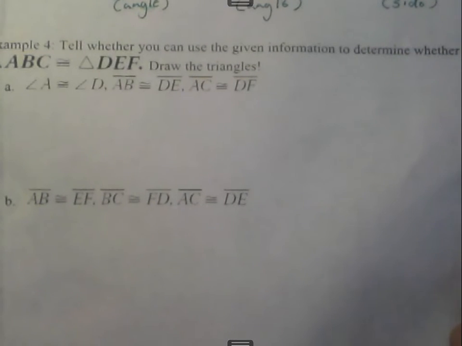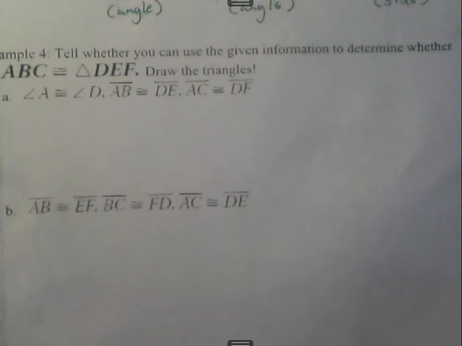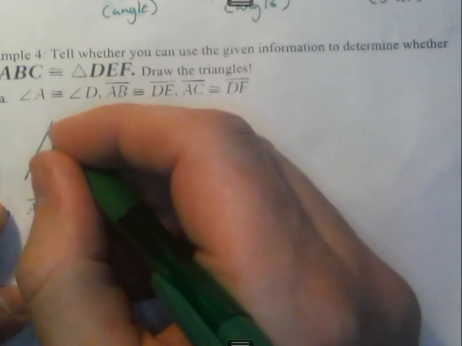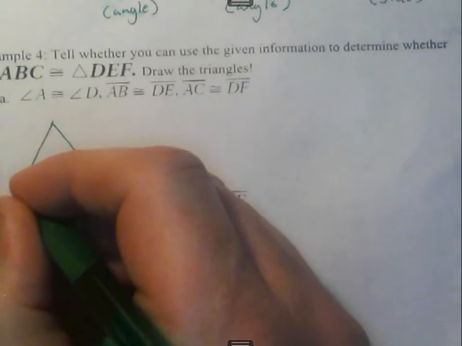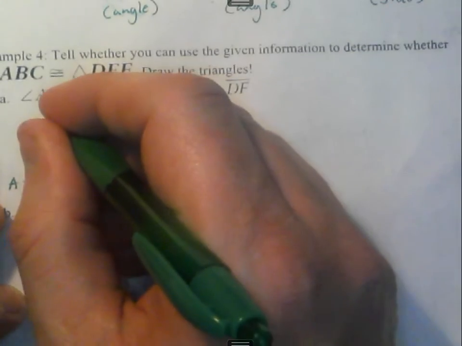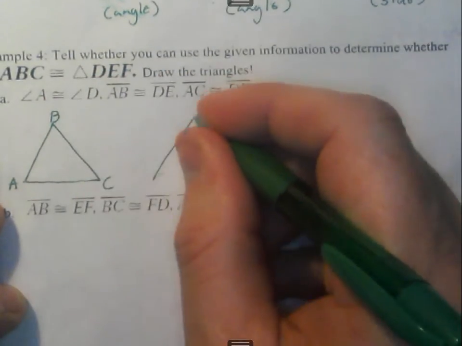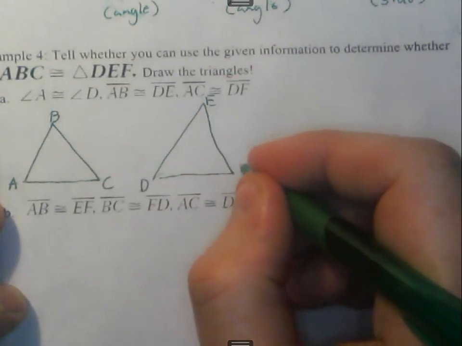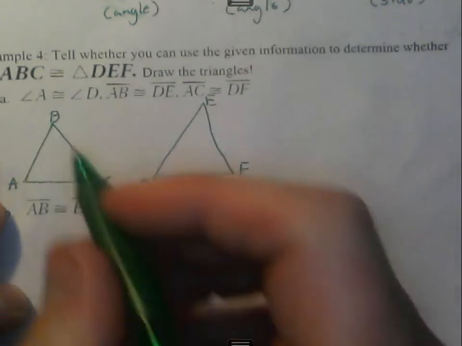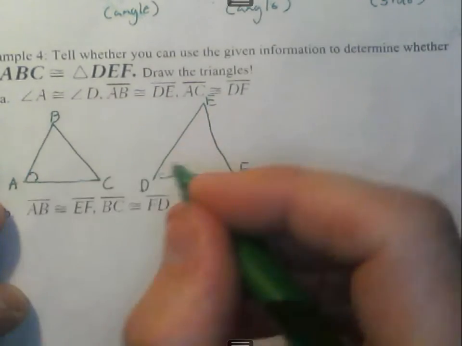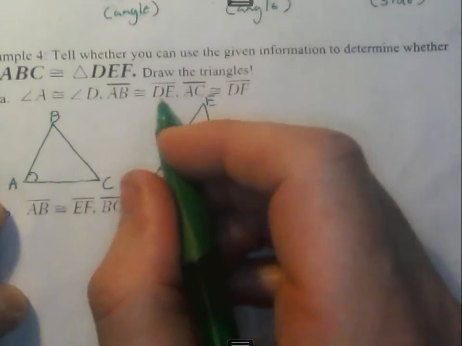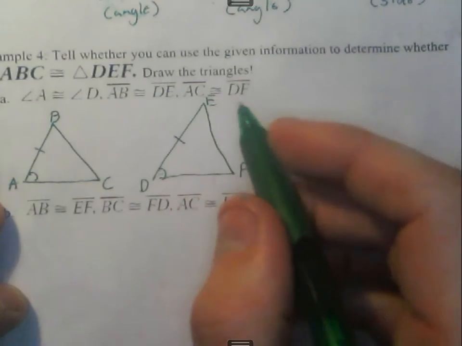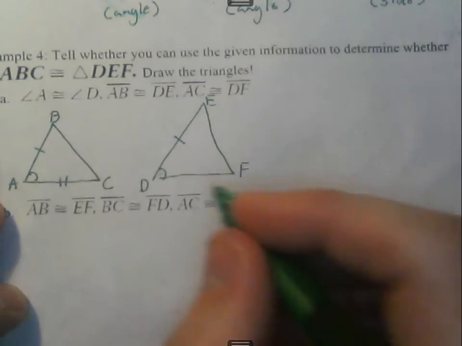Example number 4. Tell whether you can use the given information to determine whether ABC is congruent to DEF. Now, if you're like me, I need to draw a picture anytime I'm given 2 triangles that are not drawn. So if I have A, B, and C, and D, E, F, I need to be able to mark what I have. So I know A is congruent to D. I know AB is congruent to DE. And I know AC is congruent to DF.